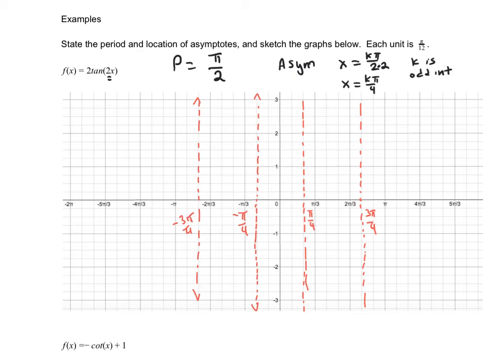Now, generally, this has an x-intercept in between these asymptotes, and that's true here as well. So we have one there in between those two, one here, and one here. Now, the only thing the 2 does in front is it's going to stretch it a bit. So what I'm going to do is, in my tangent waves, I'm just going to make them a little more elongated. So something like this.